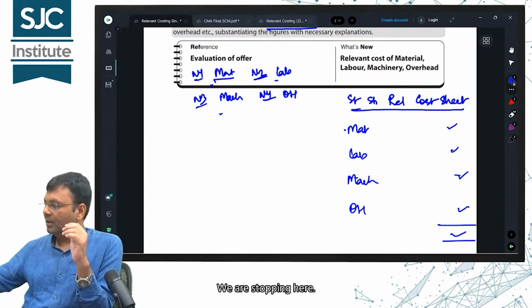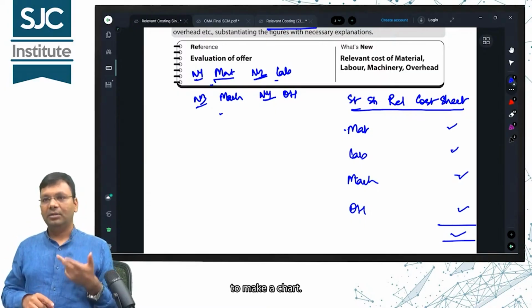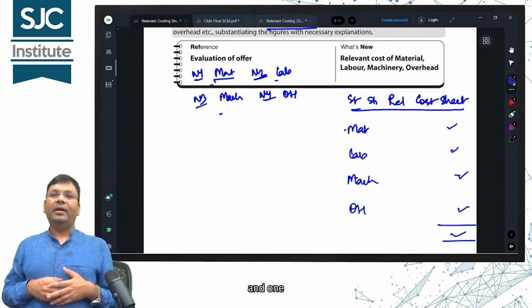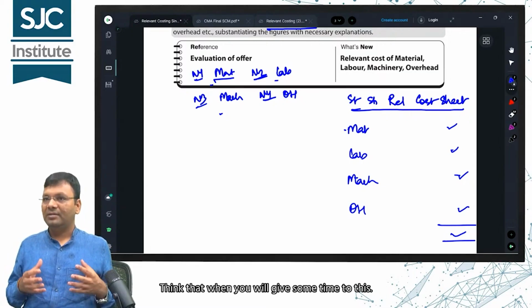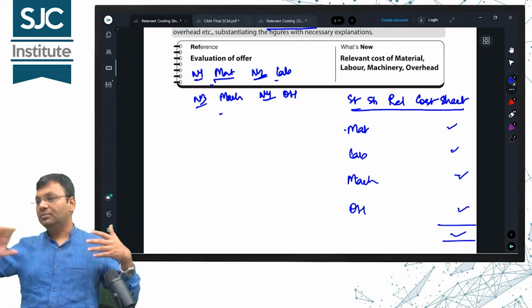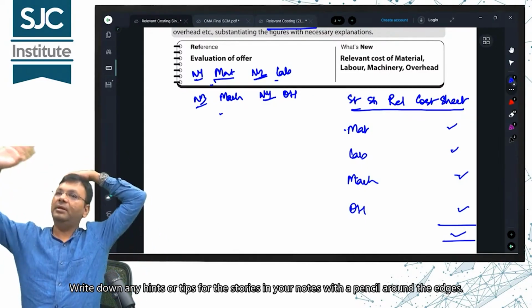All right. We are stopping here. We will continue this later. And you have 2 home assignments: to make a chart and to solve question number 8. And one thing: when you give some time to this, in the first 10 minutes, whatever ideas come to mind, write down any hints or tips in your notes with a pencil around the edges.